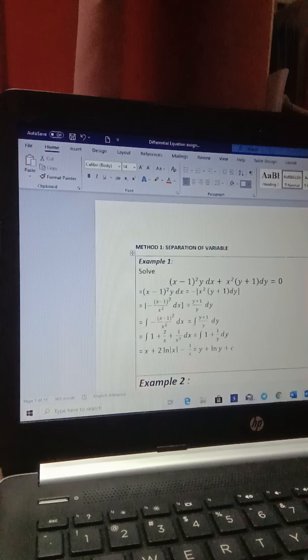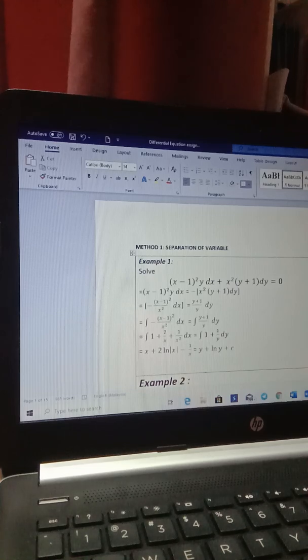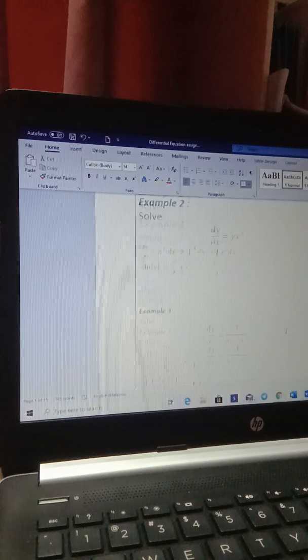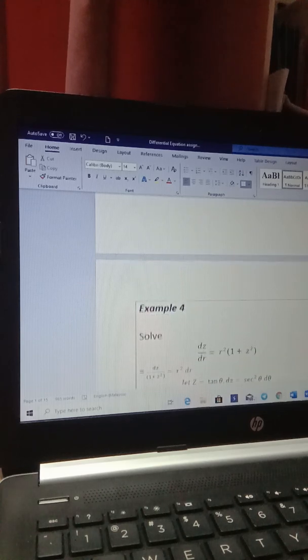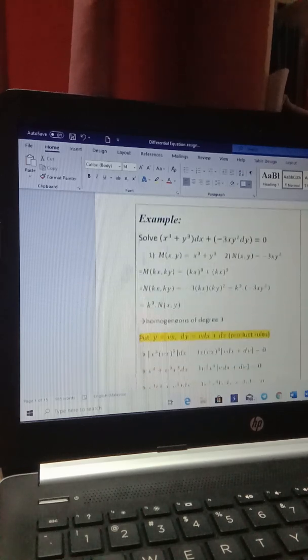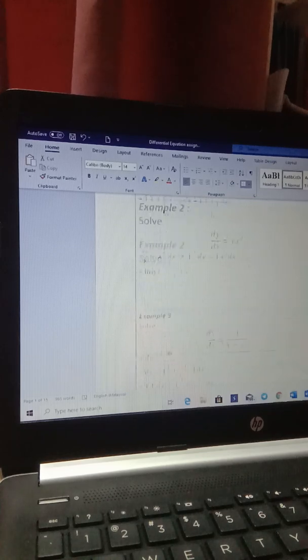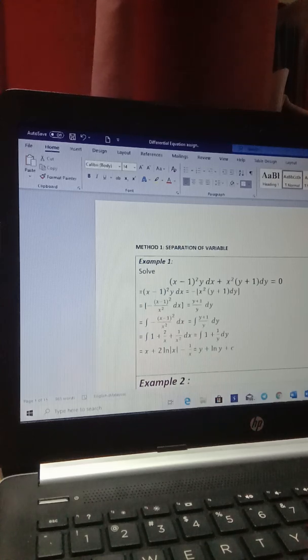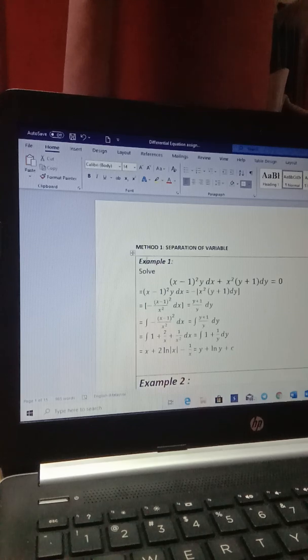I would like to explain about the methods in chapter 2, which has 8 methods. In this video, I'm going to share about 3 methods: separation of variable, homogeneous, and exactness. I will explain one example of each method. First of all, I want to explain separation of variable. Example 1 for separation of variable.